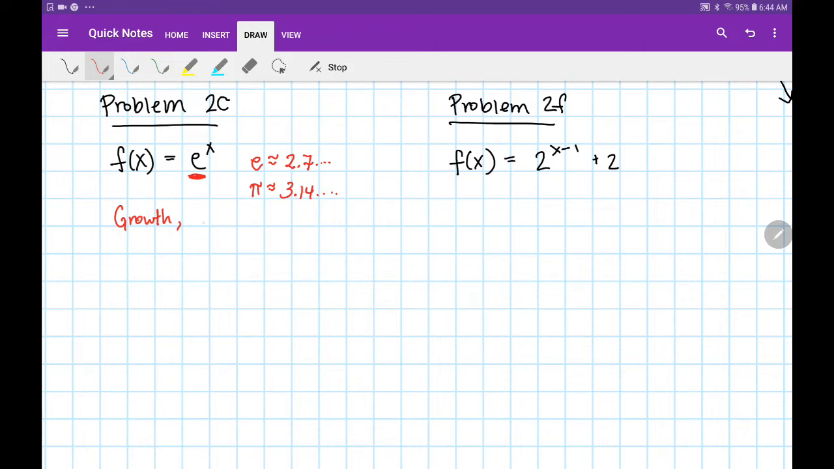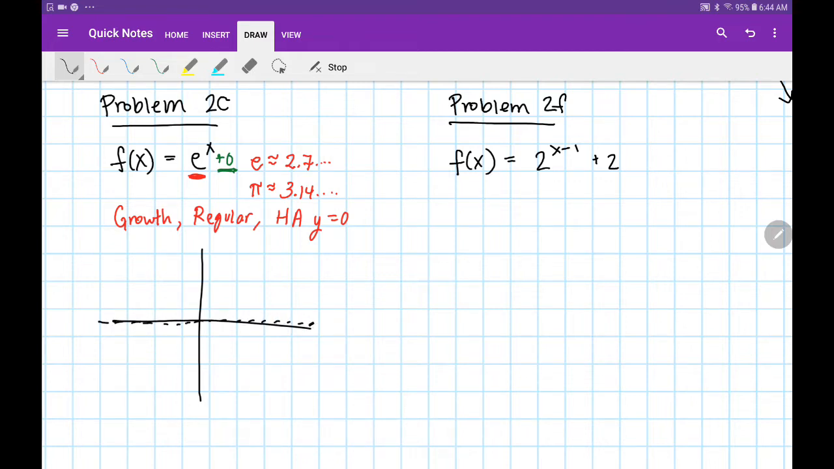Next, I'm looking at the sign out front. This is going to be regular since there's no negative. And my horizontal asymptote will be at y equals, can you guess? Since there's no number being added on at the end, technically it's y equals 0. So let's graph this bad boy. Go to y equals 0, draw your horizontal asymptote, and now we'll draw our regular growth.